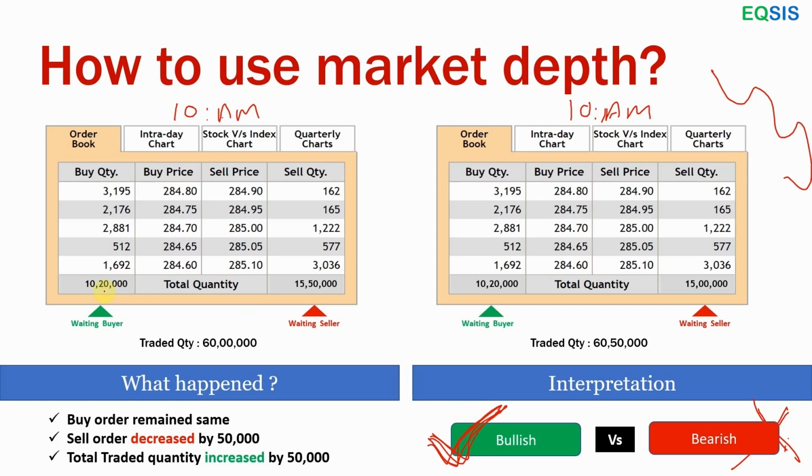Why? Because the buyer remains the same. But if you look at this, the seller, 50,000 sellers are not there. 50,000 sellers were standing so far, but they are not there. Meanwhile, the traded quantity is increased by 50,000. So all my observations are telling me some active buyer got into the market, simply took the shares and went out. Although there are so many sellers standing in the queue, I expect the price to go up in this particular company. I hope you got some understanding in terms of interpreting the market depth.